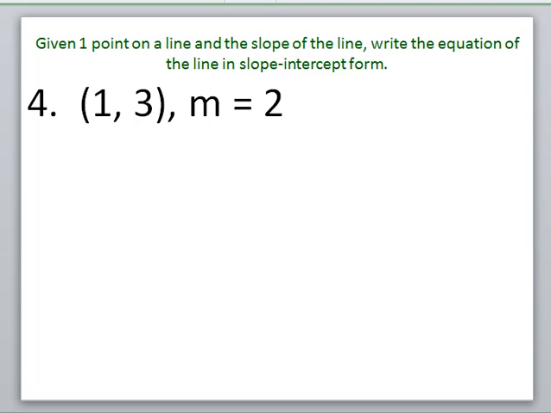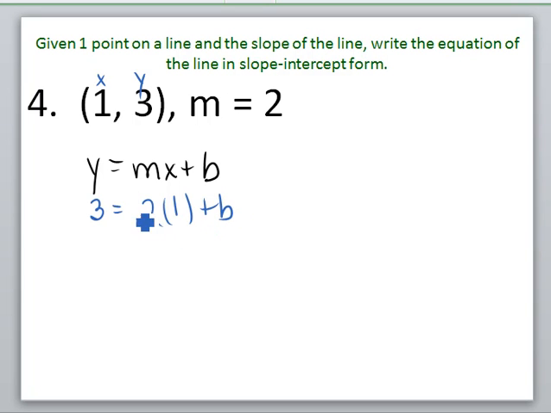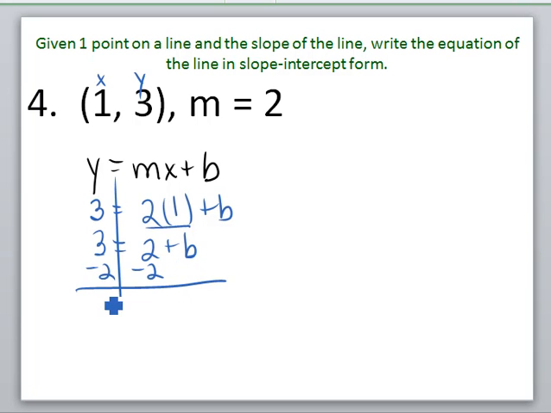Let's try one more of those. Start with your y equals mx plus b form. Plug in what you know. We know that y can be 3. We have a point that's on this line of x is 1 and y is 3. And we know the slope is 2. Solve this equation. We do 2 times 1 first. 2 times 1 is 2, plus b. Subtract 2 on both sides. I get 1.